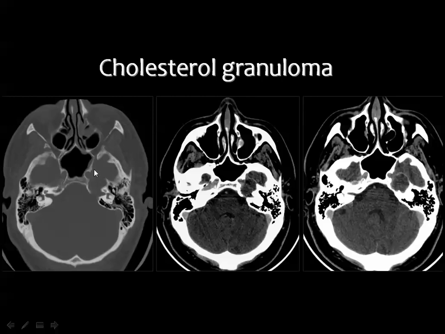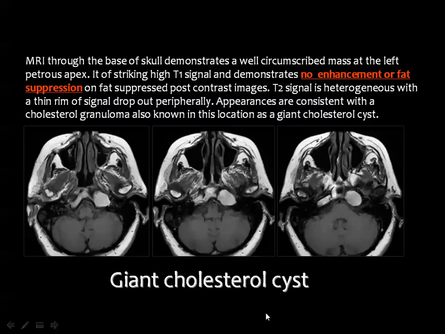This is the bone window showing the expanding lesion involving the apex of the Petrous bone, and this is the soft tissue window showing the hypodensity of the lesion.